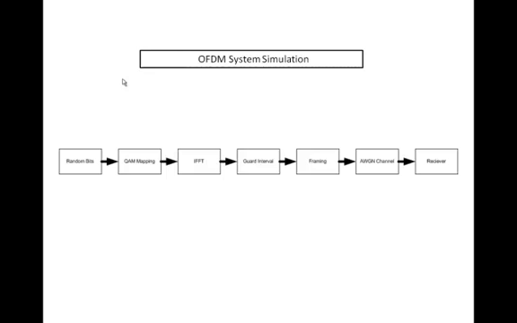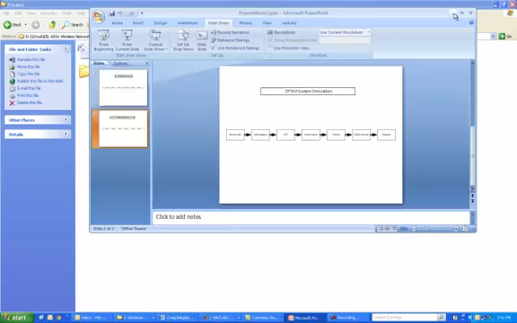After this process is completed, you insert a guard interval. The guard interval kind of lengthens the symbol period to combat ISI, inter-symbol interference. After the guard interval, then you do a transport layer framing, and then pass it through an additive white Gaussian noise channel, and then end result at the receiver. Let's look at some simulations.